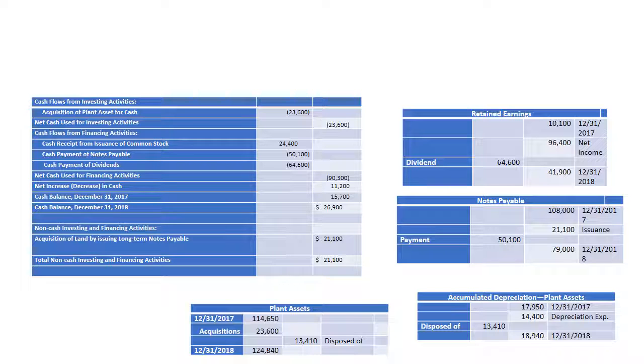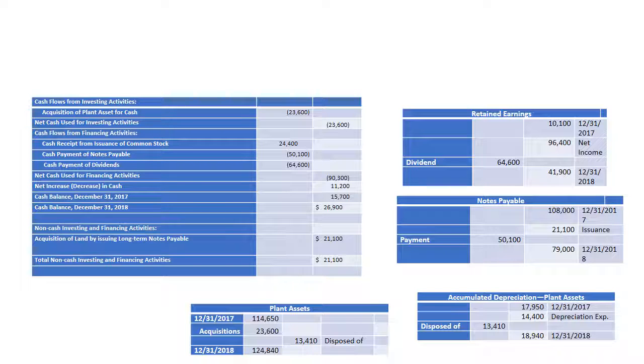Now, overall, we take the cash of $24,400 from the issuance of common stock. We subtract the payments for notes payable and the payment of dividends. So we used cash for financing because financing activities caused cash to decrease $90,300. So if we take the cash from operating activities from the previous slide, which I didn't write down and don't have in front of me, but we'll see it in a second, we subtract the cash flow used for investing, and then we subtract the cash flow used for financing. Cash changed during the year $11,200 overall.